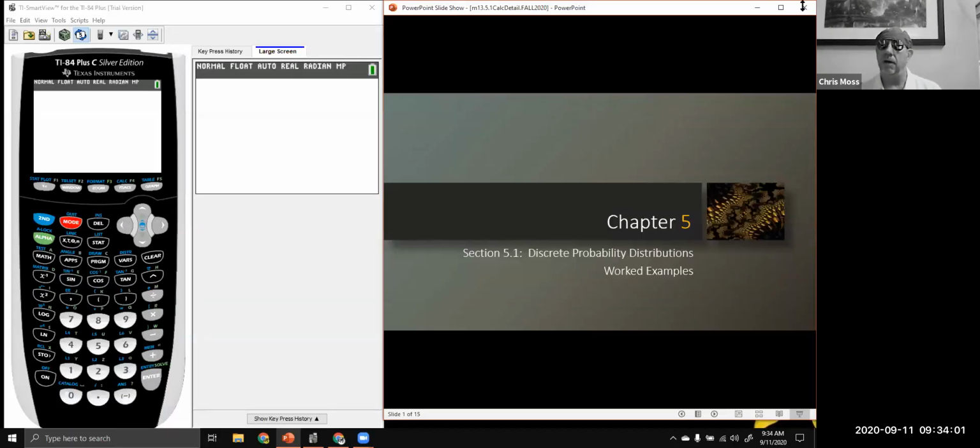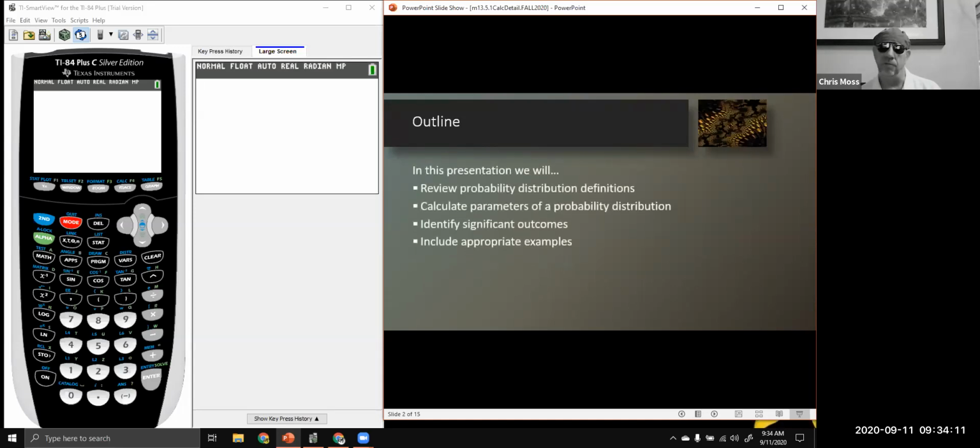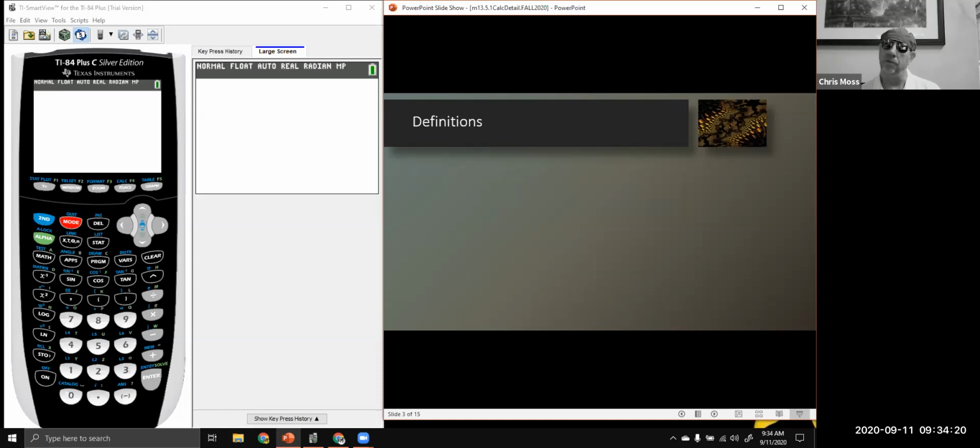All right, 5.1. Discrete probability distributions. We have some worked examples, a little bit of an outline. I'll review definitions. We'll calculate parameters using your calculator. We'll identify significant outcomes. And as we do all of this, we will include appropriate examples.